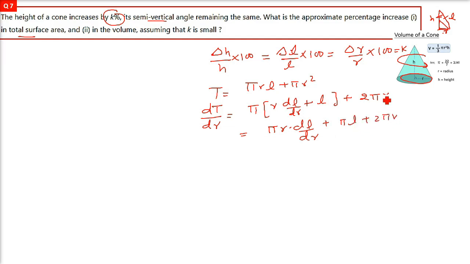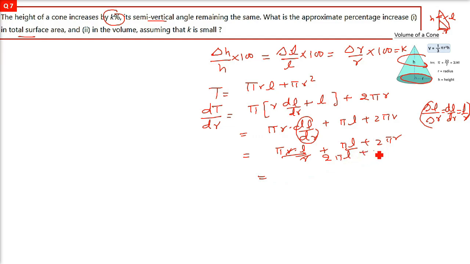Now you already know dL is delta L, dr is delta r, and that is equal to the ratio L by r. So delta h, delta r and delta L can all be equated and changed interchangeably. So pi r, here I'm writing L by r, plus pi L plus 2 pi r. You can cancel these two. Pi L plus pi L is 2 pi L. You have 2 pi r here. So 2 pi, L plus r, is dT by dr.